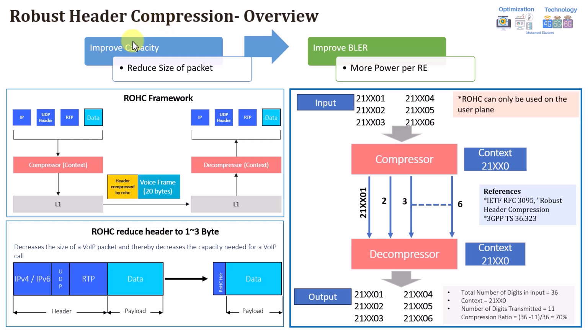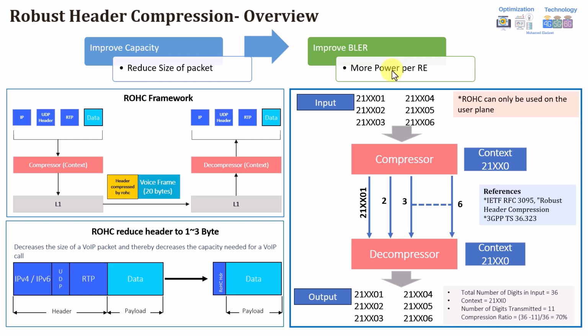So the main advantage of this feature is to reduce the packet size in general. And if you reduce the packet size, you will be able to improve your uplink performance or block error rate. For example, assume you're using 20 resource blocks on uplink allocation, but after the packet size reduction, you only need to use 10 resource blocks instead of 20. So you will have even more power per resource element. So this will be reflected in a better uplink coverage and much better block error rate.